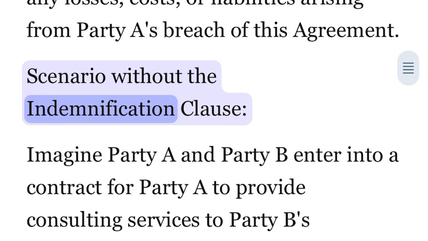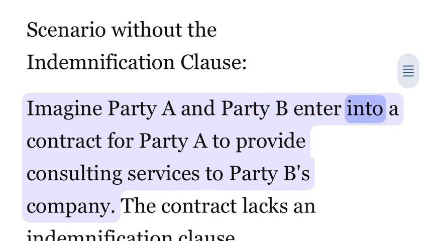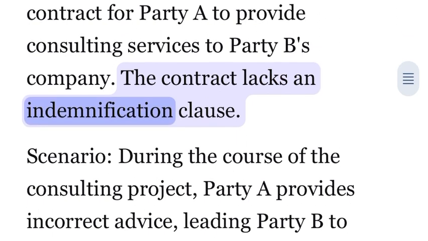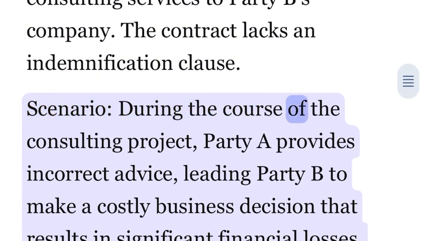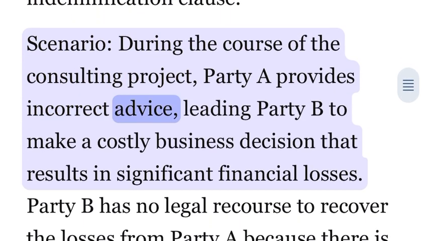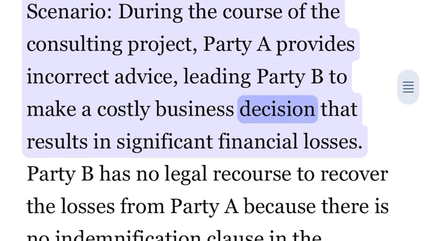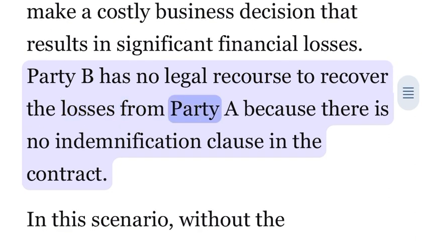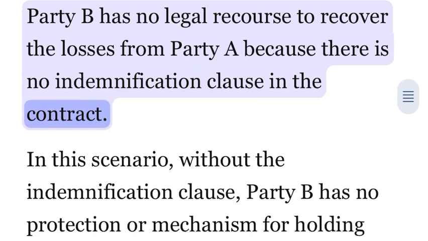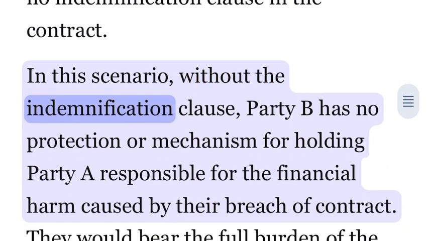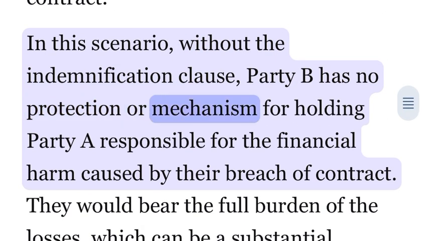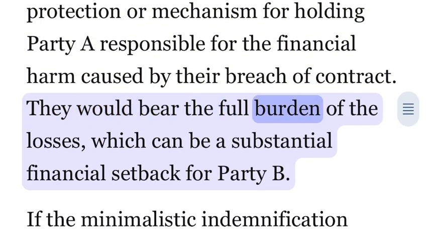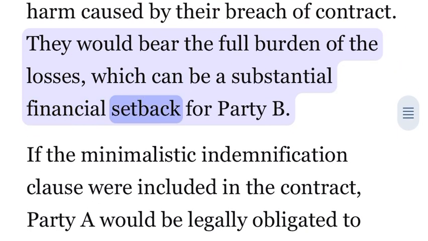Scenario without the indemnification clause. Imagine Party A and Party B enter into a contract for Party A to provide consulting services to Party B's company. The contract lacks an indemnification clause. Scenario: during the course of the consulting project, Party A provides incorrect advice, leading Party B to make a costly business decision that results in significant financial losses. Party B has no legal recourse to recover the losses from Party A because there is no indemnification clause in the contract. In this scenario, without the indemnification clause, Party B has no protection or mechanism for holding Party A responsible for the financial harm caused by their breach of contract. They would bear the full burden of the losses, which can be a substantial financial setback for Party B.